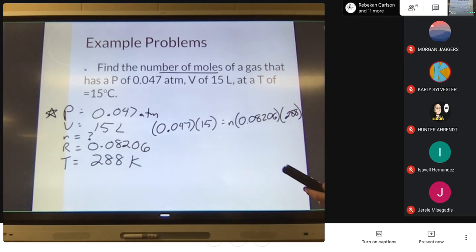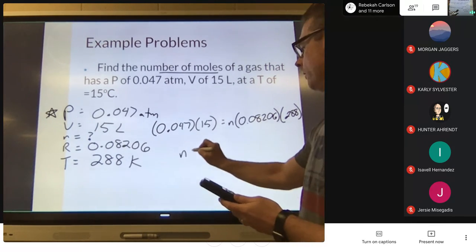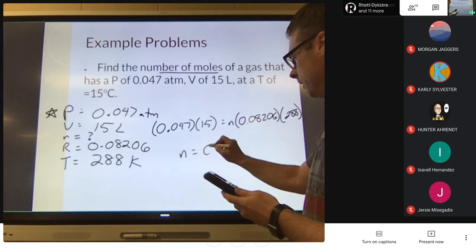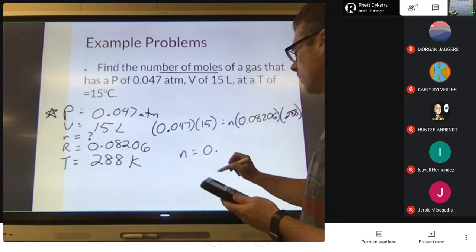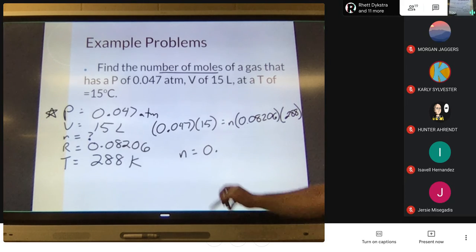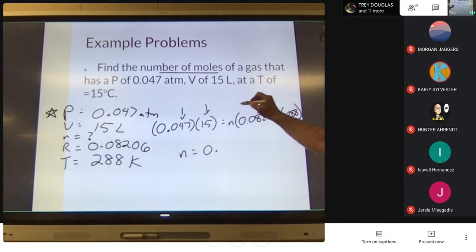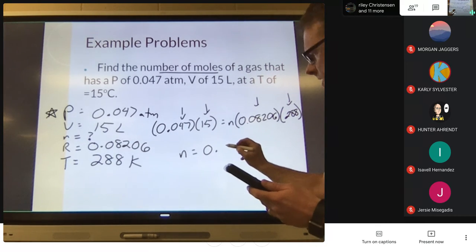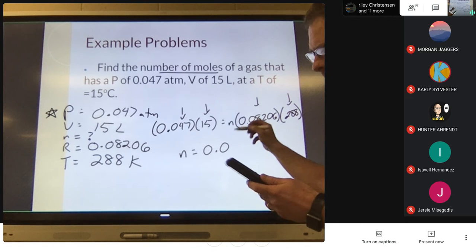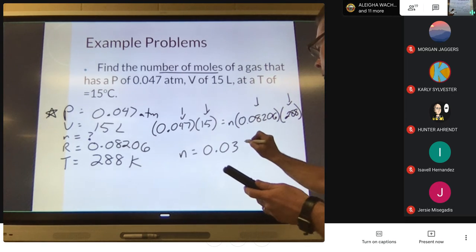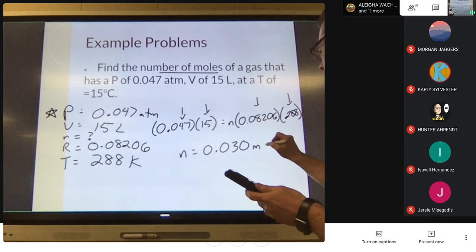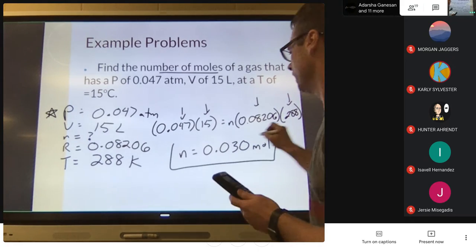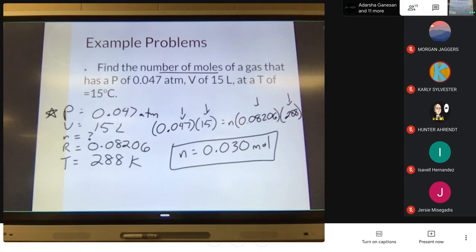So my answer in moles is 0. Now I'm going to look at sig figs real quick here. Looks like we got 2, 2, 4, and 3. I'm going to use 2 sig figs here. My calculator says 0.0298, blah, blah, blah. So we have 0.030 moles of delightful gases right there. Okay, that's using the ideal gas law.